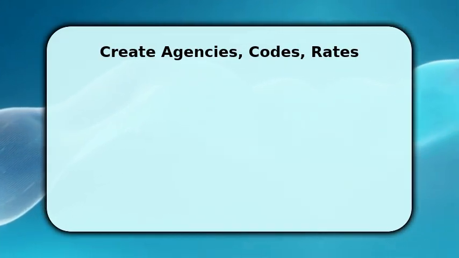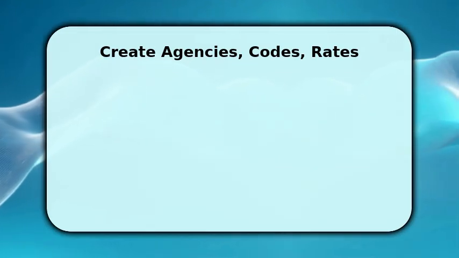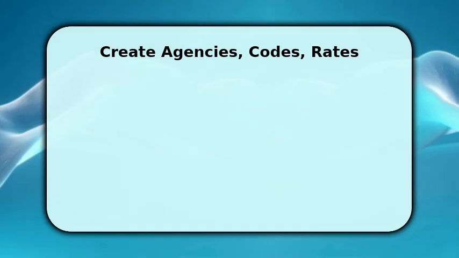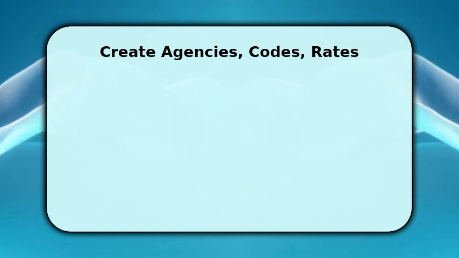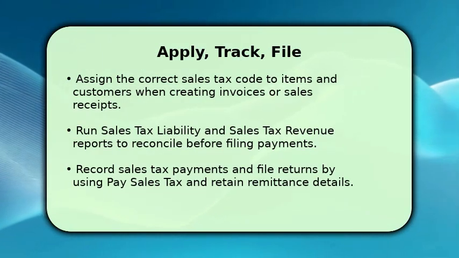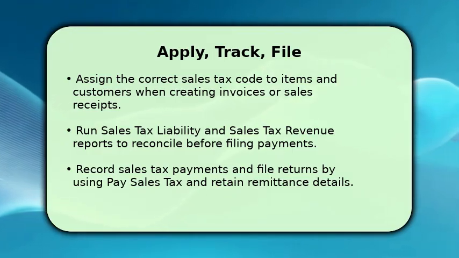Enter specific tax rates, for example City 2% and State 4%, to create a combined rate of 6% for accurate calculations on invoices. Assign the correct sales tax code to items and customers when creating invoices or sales receipts, so each transaction calculates tax automatically and posts to sales tax payable.